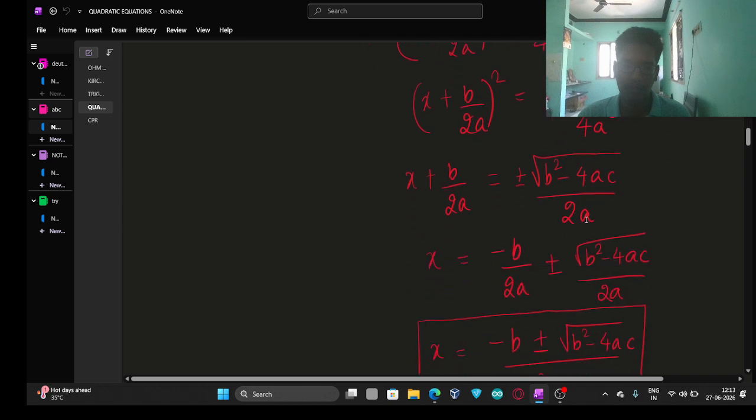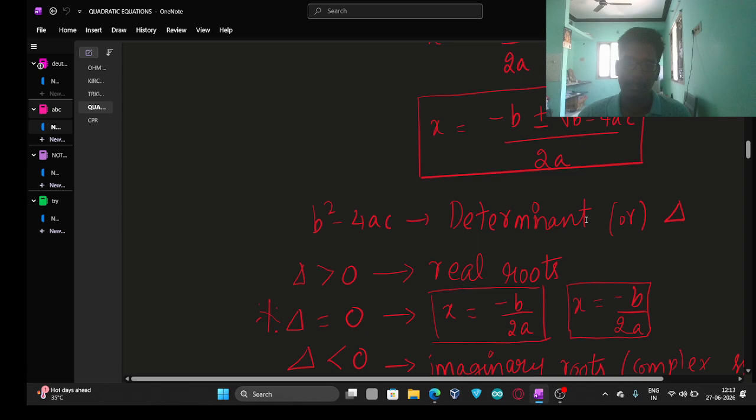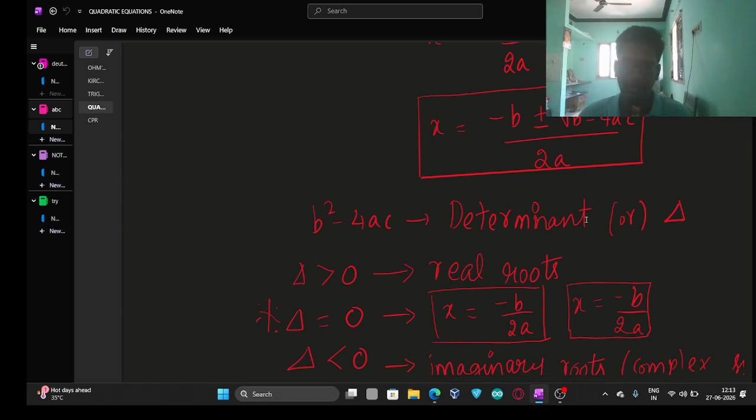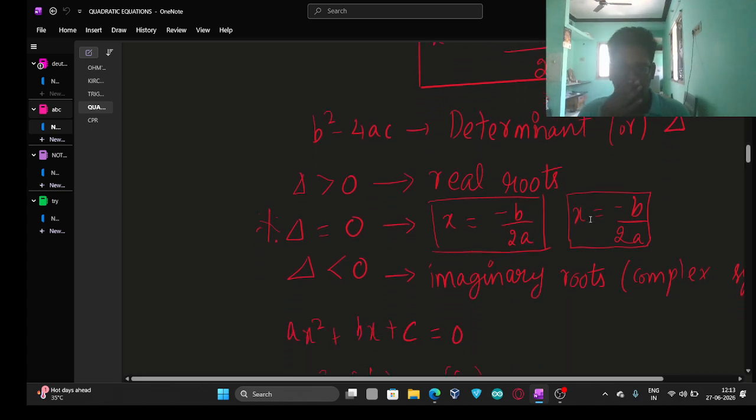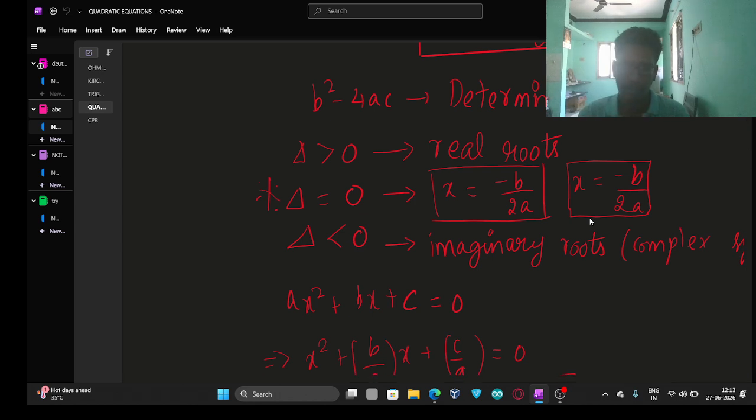And then how to find the values of the roots, the general formula for finding the roots, and what the determinant is, and how the determinant behaves when the value is positive, when it is equal to 0, and when it is less than 0, etc. And we also saw the relationship between the coefficients of the equation along with the sum of the roots and the product of the roots.